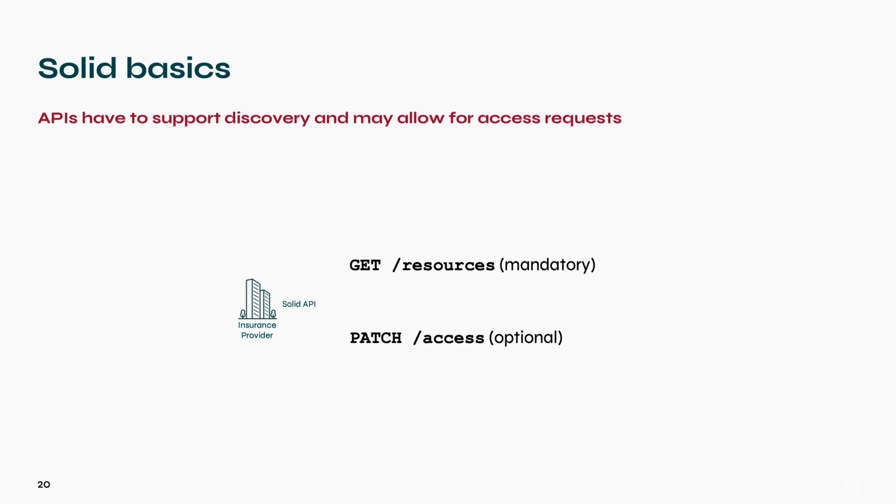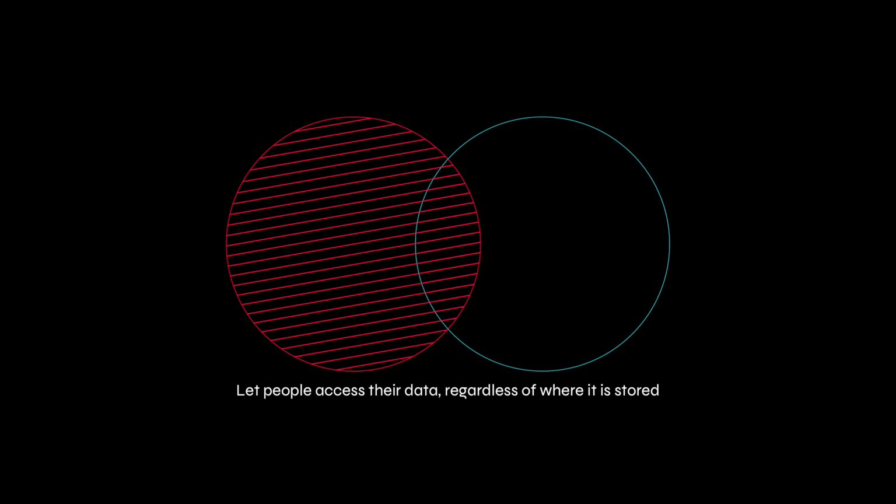Third of all, there are 2 endpoints of these APIs that are of particular interest: the /resources endpoint and the /access endpoint. When you send a GET request to the /resources endpoint, you can get an overview of all the resources you have access to, given a certain token of course. When you send a patch request to the access endpoint, you can add or remove access rules for a set of resources. Voila, that's it.